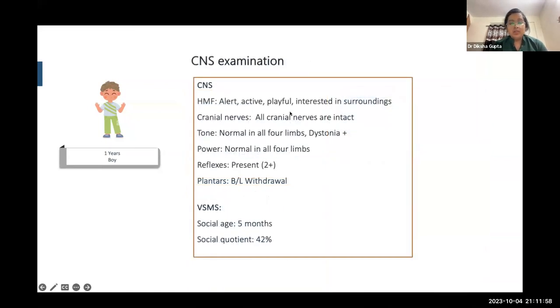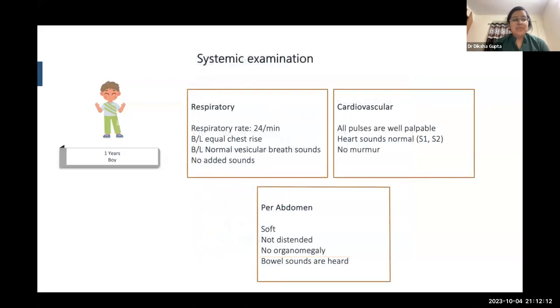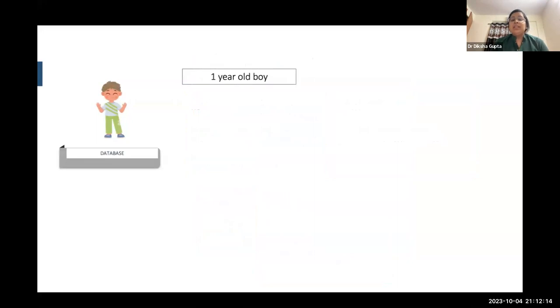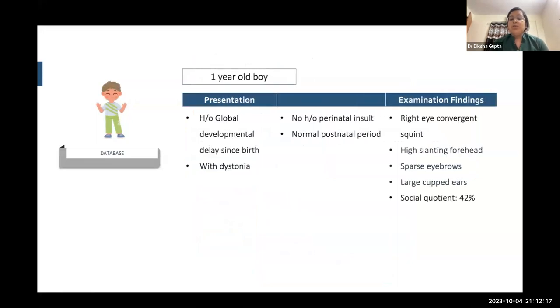On CNS examination, the child was alert, active, and all the cranial nerves were intact. The only finding was that the child had dystonias. Otherwise, the CNS examination was normal. With the help of the Vineland Social Maturity Scale, we calculated that the social quotient was 42% for our patient. His systemic examination was non-contributory. So we had a one-year-old boy with a history of global developmental delay with dystonia, with non-contributory perinatal history, and examination showing convergent squint in the right eye with some dysmorphism.